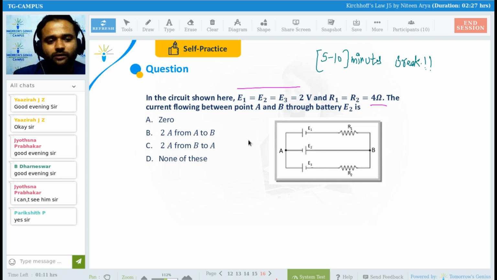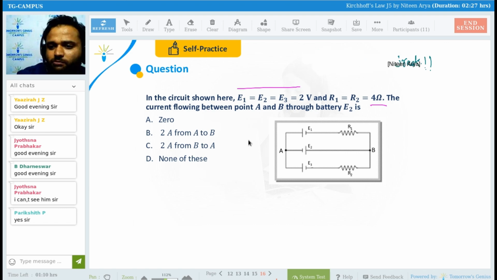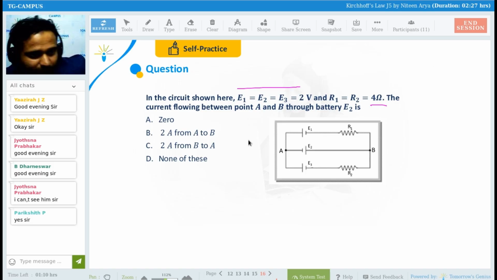Hello. Am I audible? Am I audible, visible also? Yes, sir. Okay, then give me the answer. I already took 5 minutes more at least. Not much, but 2-3 minutes. Tell me if any one student solved that question.